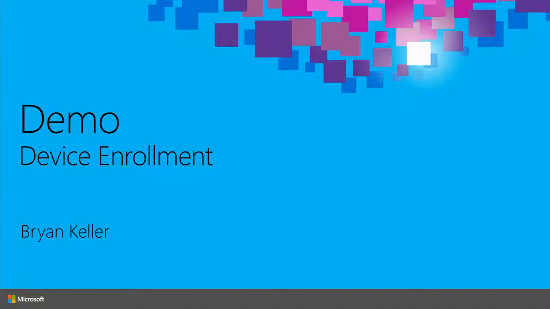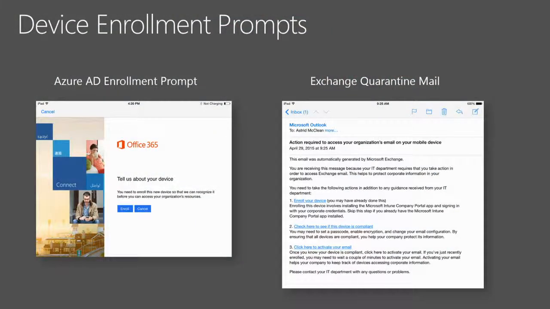So that's the enrollment experience. Just to recap the device enrollment prompts, depending on where you're coming from: if you're coming from native mail, you'll get that Exchange quarantine mail. That'll be the first mail that you get. After you enroll, the sync happens very quickly and your mail starts to flow. So that's one way that you enter into an enrollment experience.